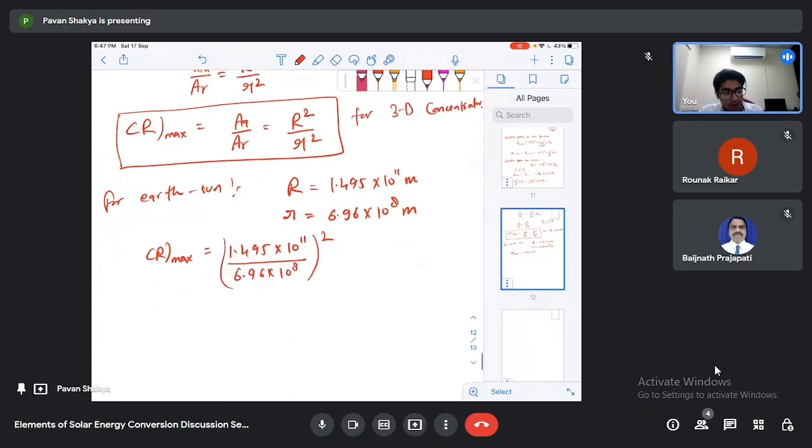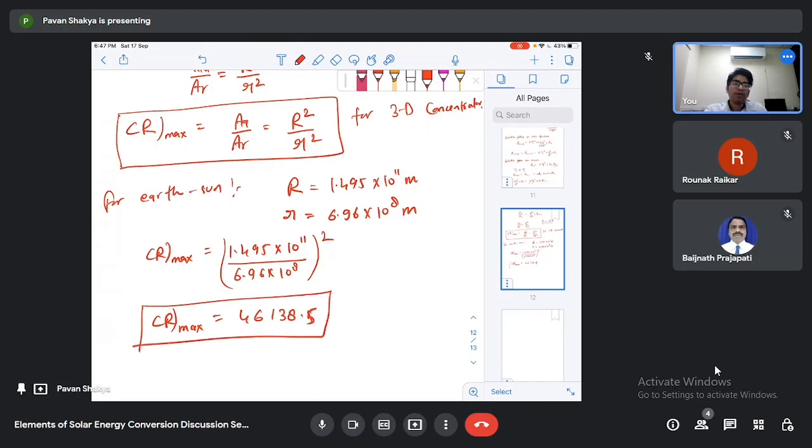When you solve this, you will find that the maximum value of this concentration factor will become equal to 46,138.5. So this is the maximum concentration ratio that you can achieve, but it is all theoretical. It can never be possible in practical life.